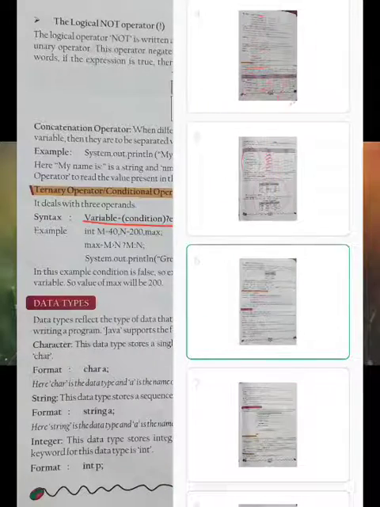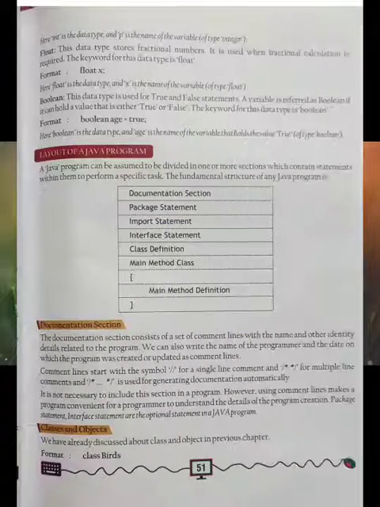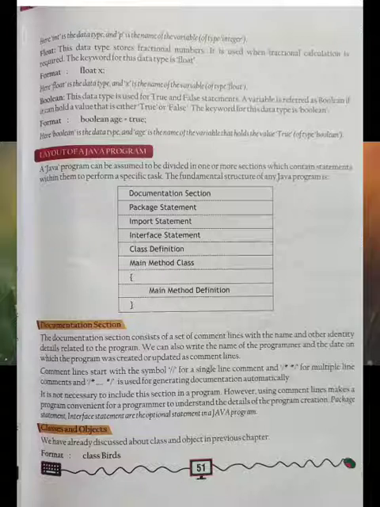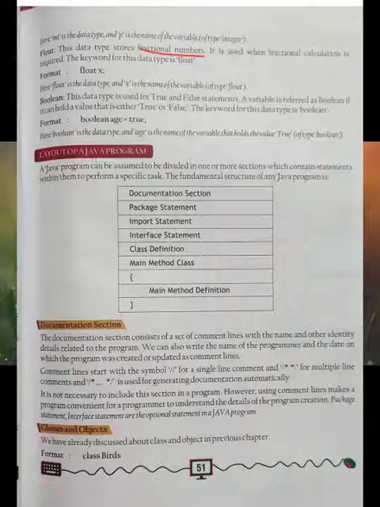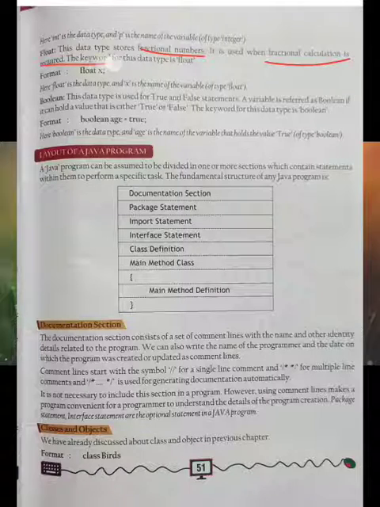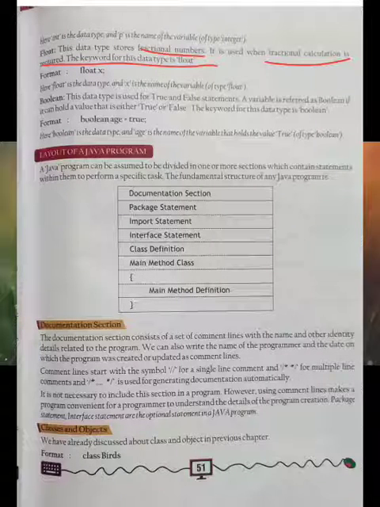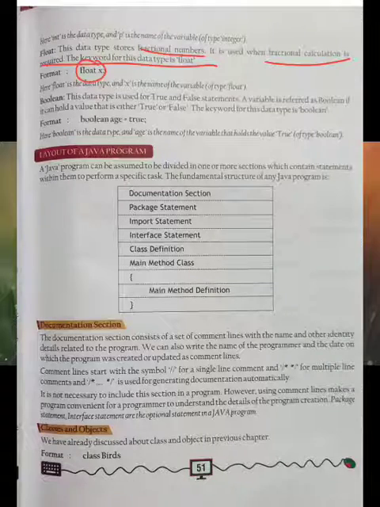Next we will move to the next data type, that is float. This data type stores fractional numbers. It is used when fractional calculation is required. Whenever we are going to do any fractional calculation, then we will use data type float. Now the format will remain the same, float x. Here float is the data type, x is the name of the variable of type float.